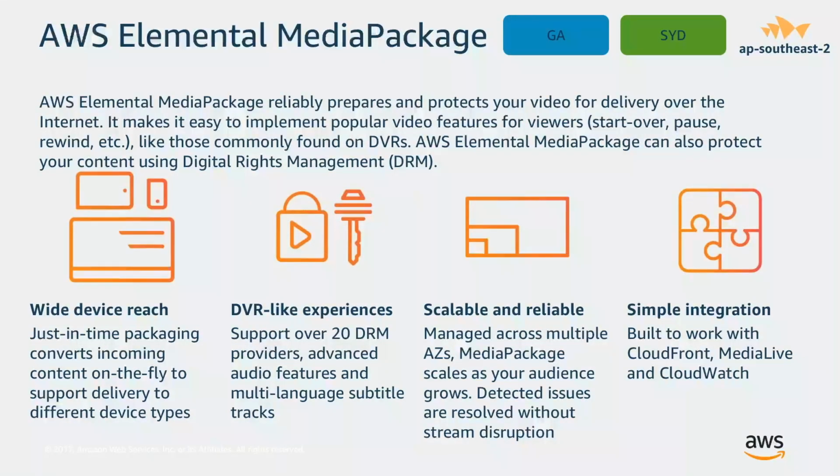We've developed an API for exchanging DRM key information that supports over 20 different DRM providers, including Apple's FairPlay and Microsoft's PlayReady DRM mechanisms. As was the case with the previous two services, a full gamut of broadcast-grade capabilities are also available, including multi-language subtitling and DVR capabilities. MediaPackage is also built for high reliability, automatically distributing resources across multiple AWS availability zones, and can automatically scale based on the incoming stream requests that you receive.